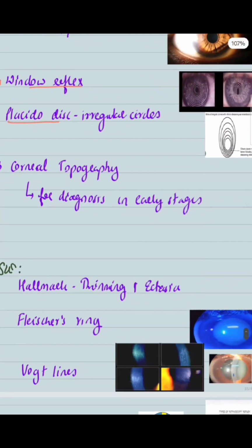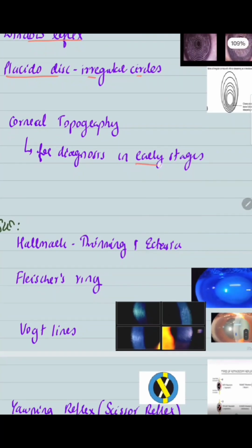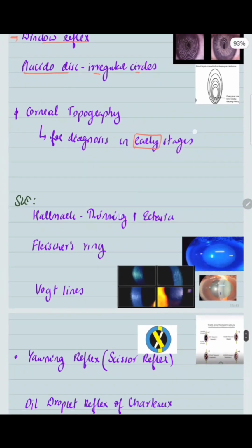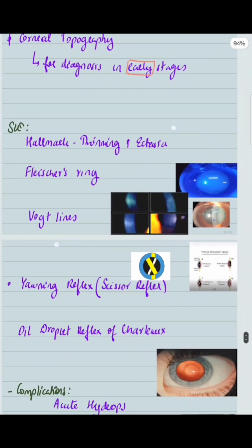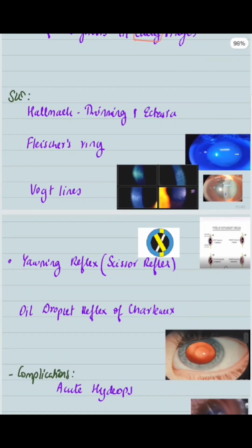Placido disc, irregular circles. Then corneal topography, for diagnosis in early stages of the disease, when it is not visible clinically. Here we can make use of corneal topography. Then photokeratoscopy, there will be distortion of circles. Now on slit lamp examination, the hallmark is thinning and ectasia of the central cornea.